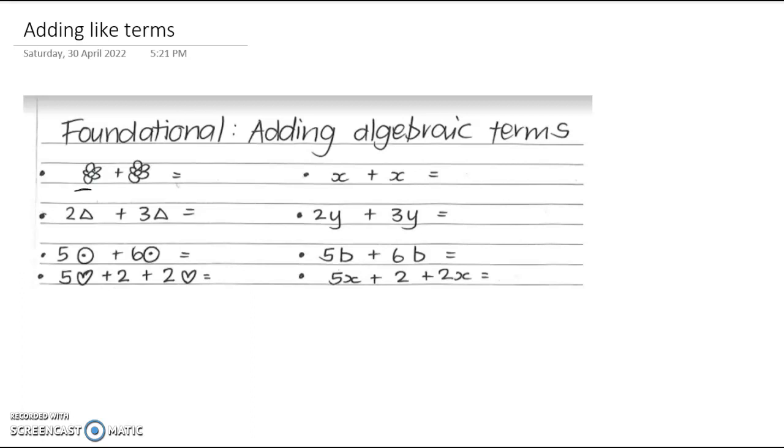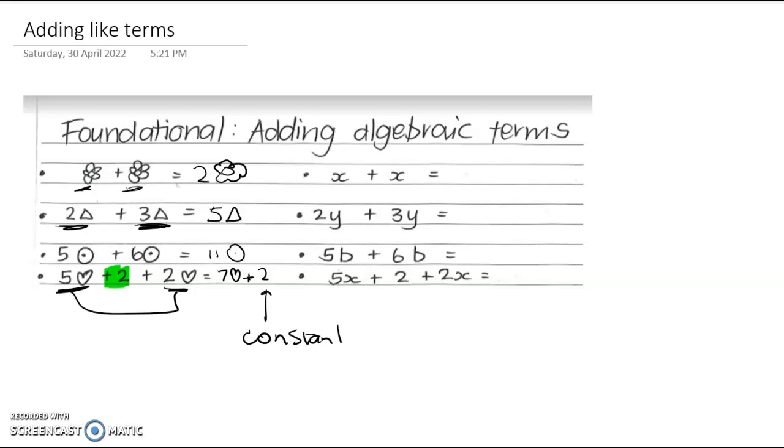Right, here we go. We've got 1 flower and another flower. So guess what? We end up with 2 flowers. In the next one, we've got 2 triangles and 3 triangles. So they are like terms. So altogether, 5 triangles. The next one, 6 fried eggs and 5 fried eggs. So we have 11 fried eggs. And then finally we get to one where we don't have all like terms. So we've got 5 hearts, and then we've got 2, which is not a like term. And then we're back to 2 more hearts. So these 2 can be combined. That gives me 7 hearts plus 2. And remember that we call 2 a constant, right? So that's just a fancy algebra word that means the number 2.